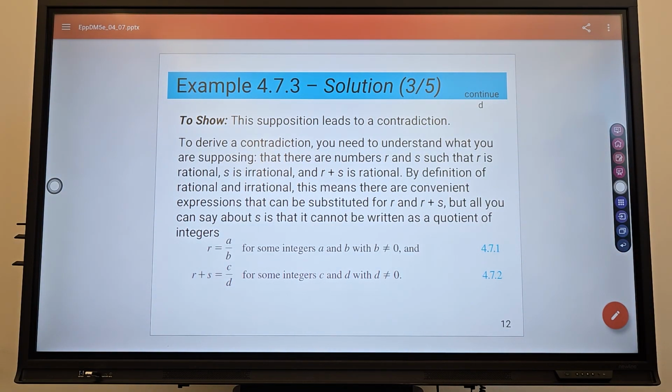Show that this leads to a contradiction. To derive a contradiction, you need to understand what you are supposing: that there are numbers R and S such that R is rational and S is irrational, and R plus S is rational. By definition of rational and irrational, this means that there are convenient expressions that can be substituted for R and R plus S, but all you can say about S is that it cannot be written as a quotient of integers.